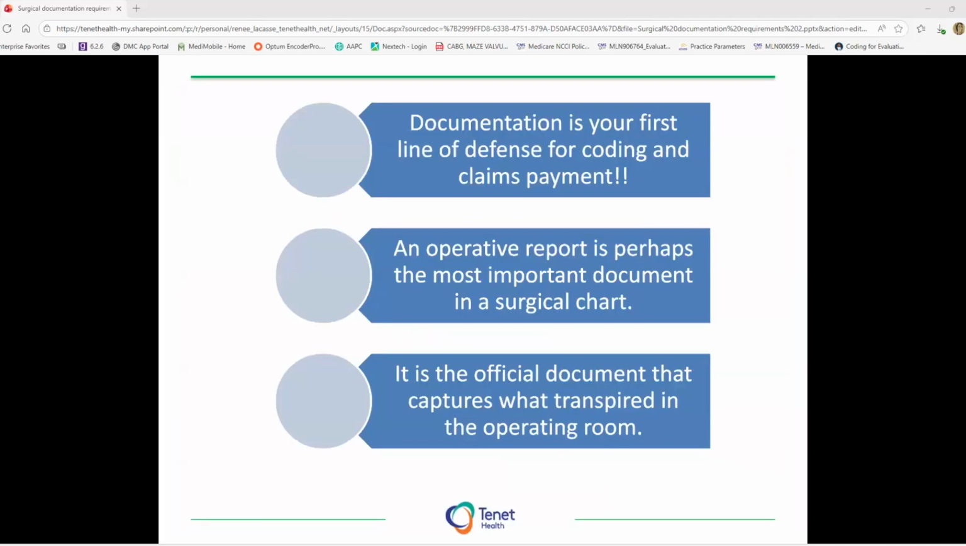Your documentation is a crucial portion of coding, especially, it's the first line of defense. It actually justifies the medical necessity and it ensures reimbursement. We want to make sure that we have clear, complete records to reduce denials and minimize the audit risk. Documentation must actually demonstrate and adhere to regular payer requirements.